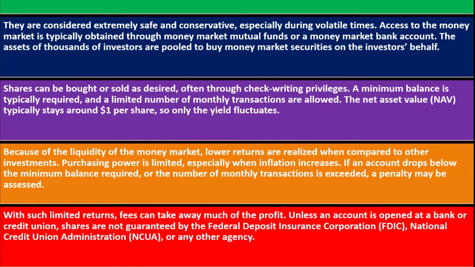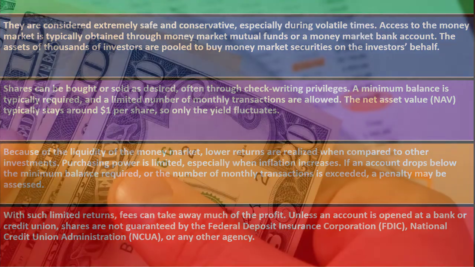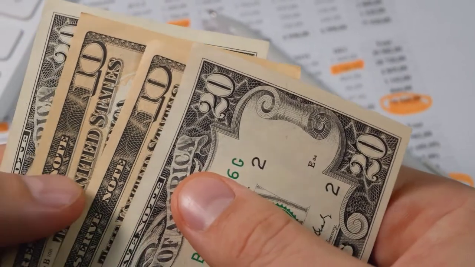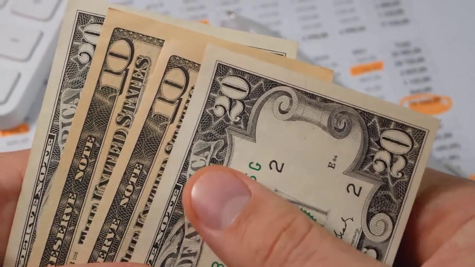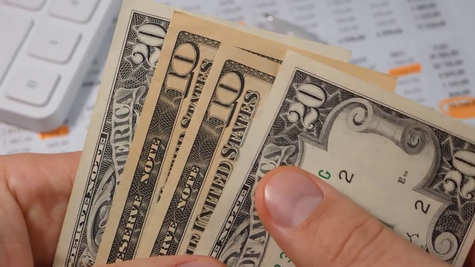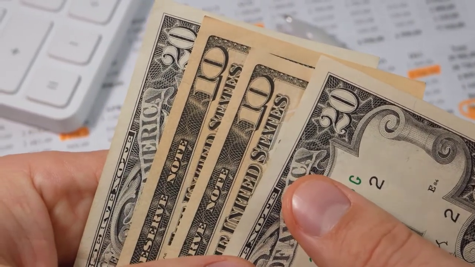So unless an account is opened at a bank or credit union, shares are not guaranteed by the Federal Deposit Insurance Corporation, the FDIC, or the National Credit Union Administration, the NCUA, or any other agency. So when you think about having money in a checking account or possibly a savings account at a bank or a financial institution, they are actually not holding on to all that money. They're holding on to a reserve and investing a lot of it.